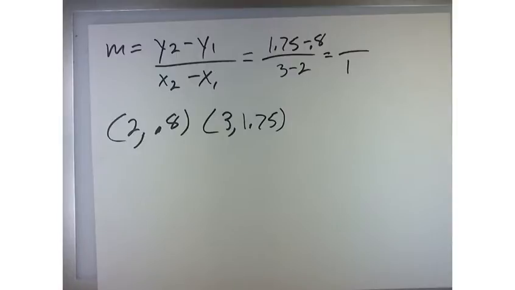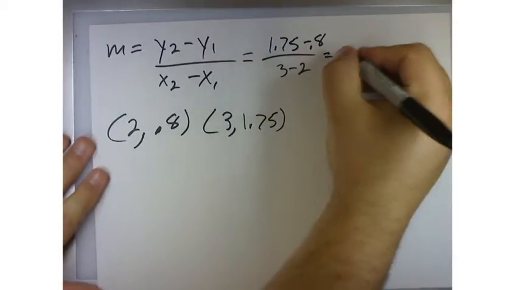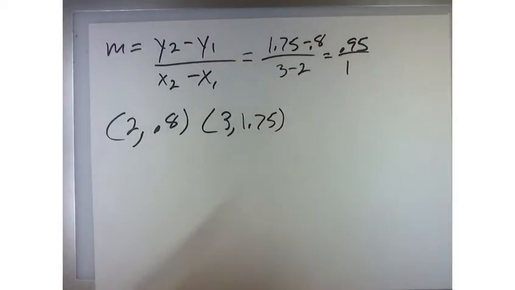I should have made it 1.8. That would have made it easier. What is that? Is that 0.95? Is that what that is? But that's just between those 2 points.